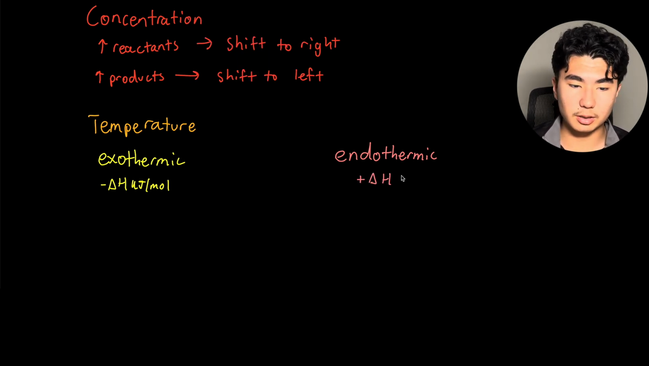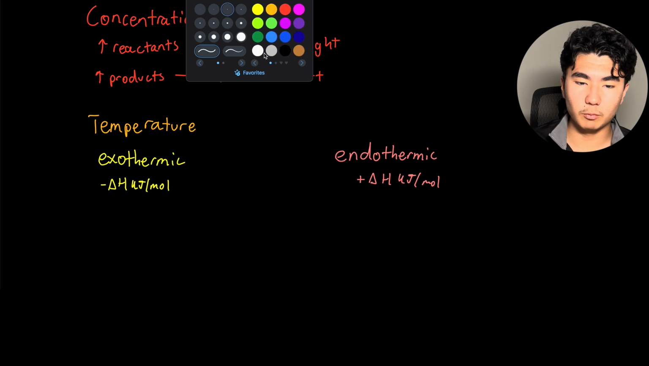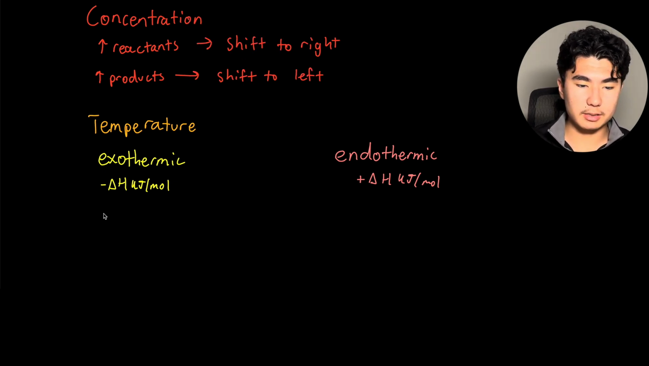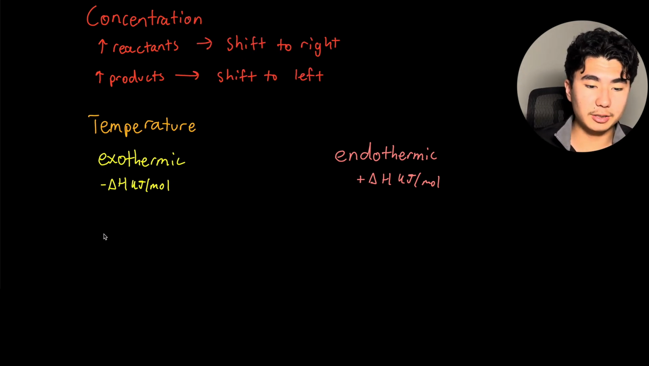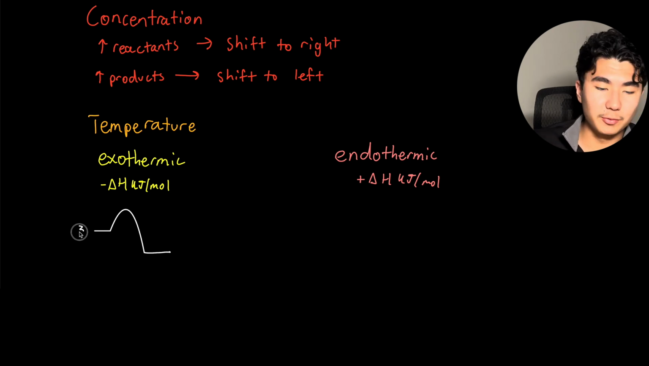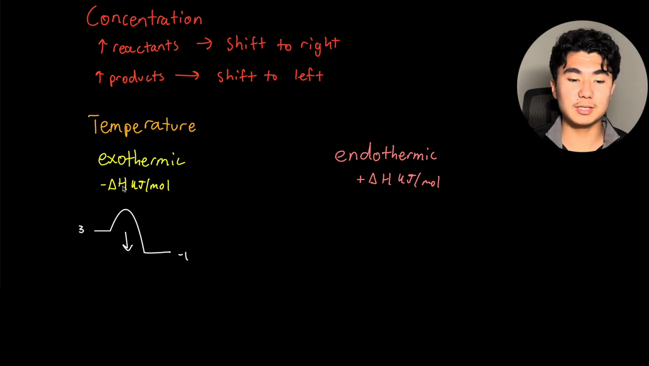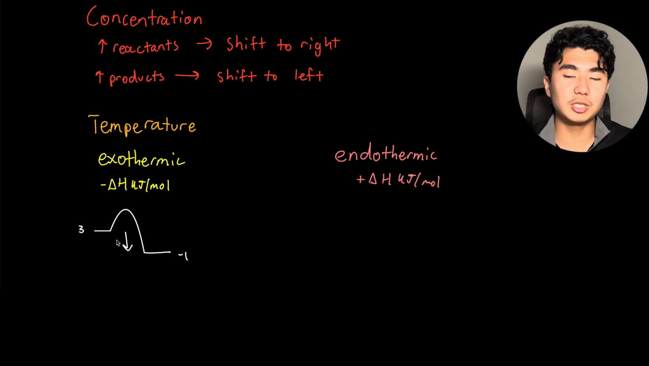And let's actually, I'm just going to draw a graph real quick showing this. So what we have here is when we have an exothermic reaction, we're basically going from, let's just say this is our reactants. So we're going from here, and as you can see, we see this sort of dip. So we're going from maybe like 3 or something to -1. So we're basically decreasing, and that's why we see a negative enthalpy, because it's a negative change in enthalpy.